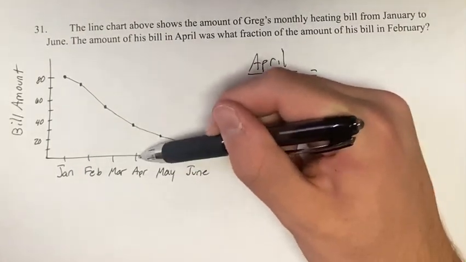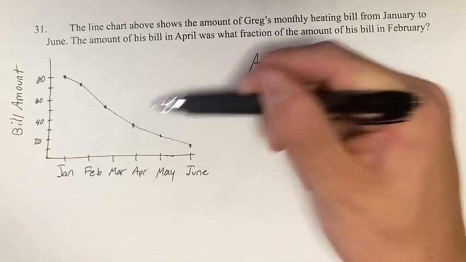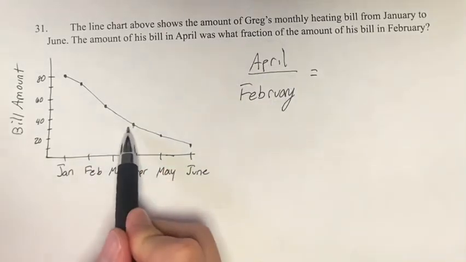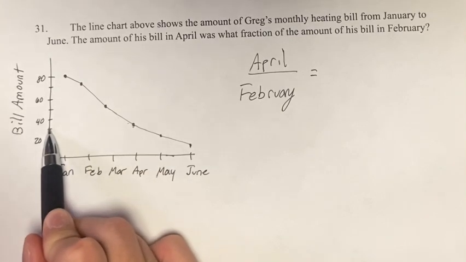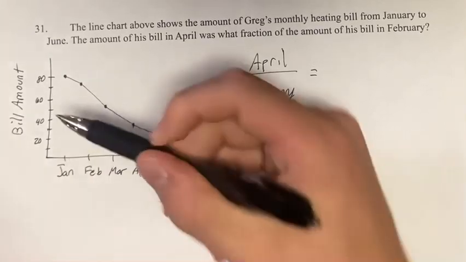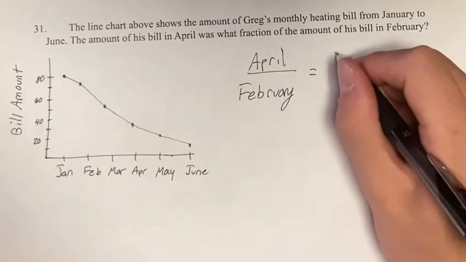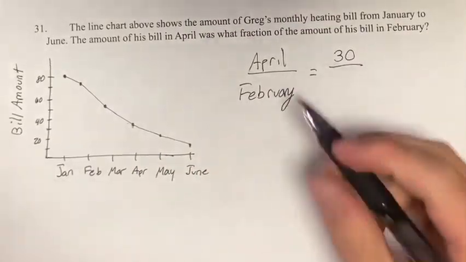Well, April is marked right here, so we find the point that corresponds with April, and we have to find the y value of that point to get the bill amount in April, which is right here. Halfway between 40 and 20 is 30. This is divided by February.